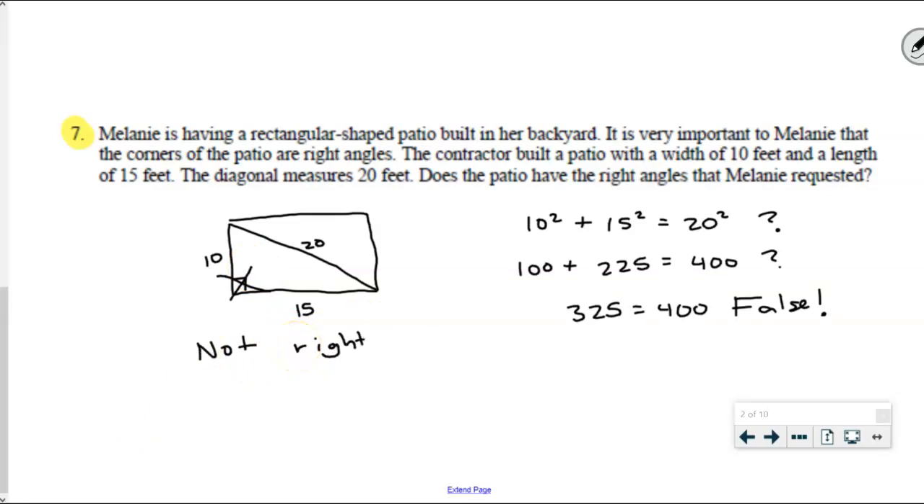Her contractor needs to go back to probably building school and junior high school.